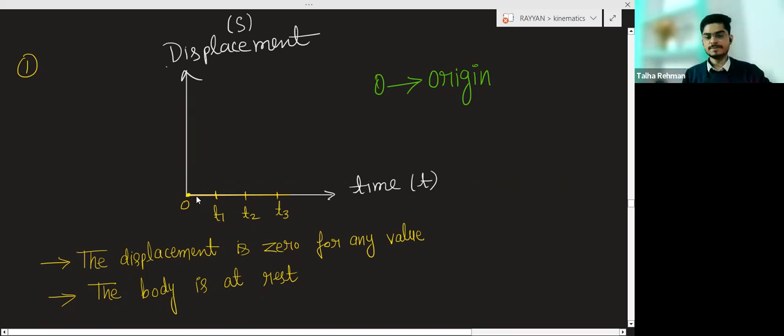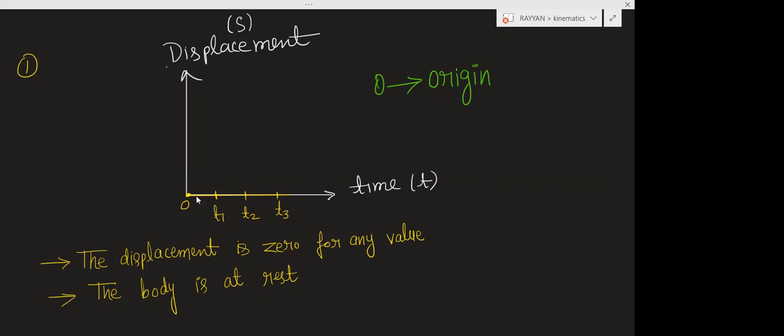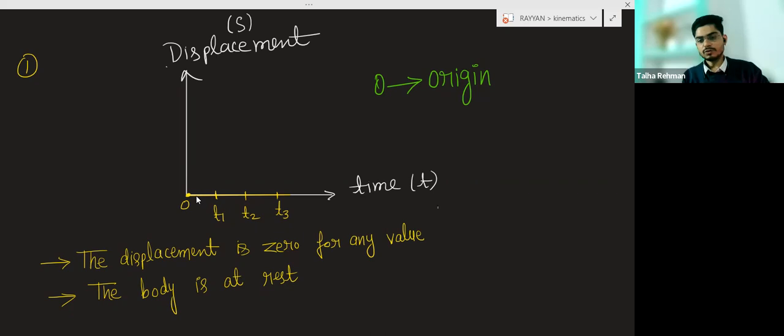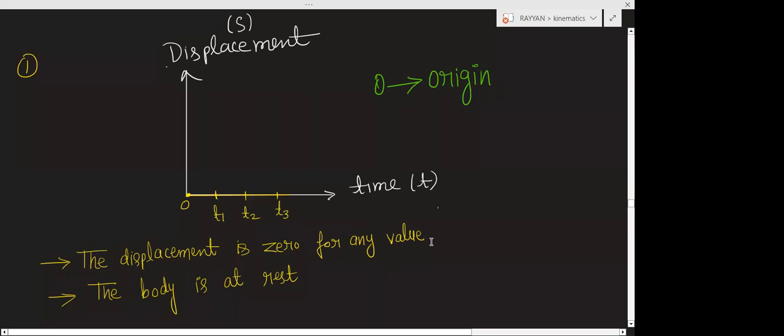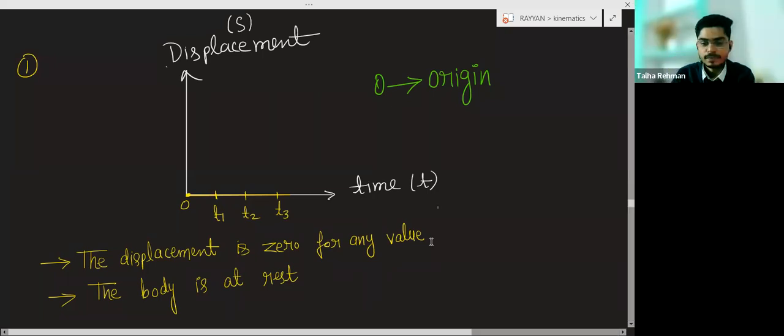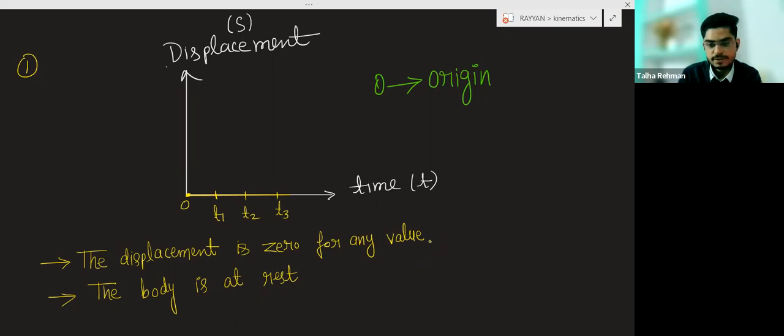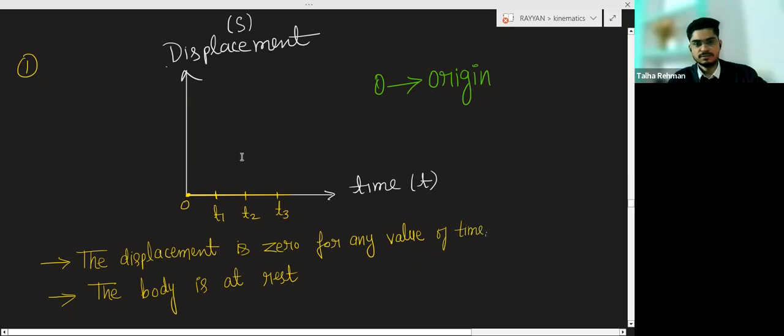Suppose I am sitting here, time is passing on. My displacement is 0, 0, 0, 0 all the time. So it means I am at rest. This is the condition here. The displacement is 0 for any value of time, and the body is at rest.